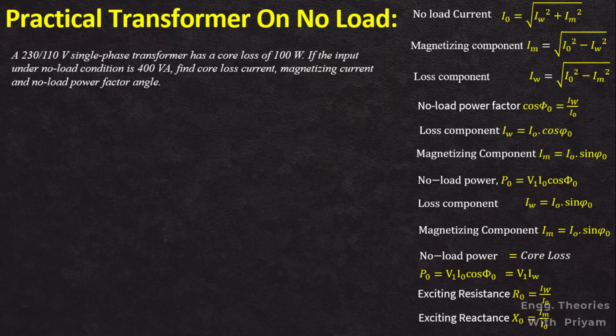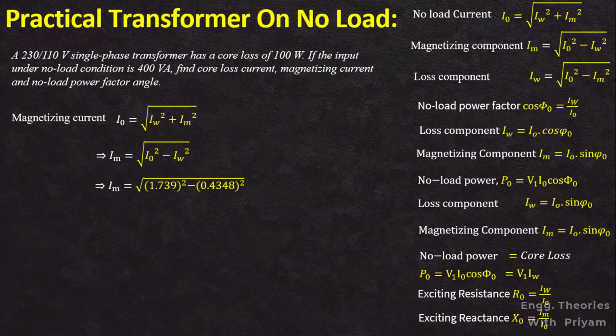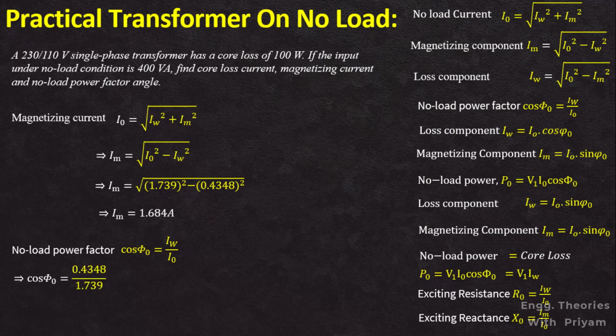Now from the value of the loss component of the current and the no load current, we can calculate the magnetizing component of the current, which is IM, and IM can be written as root over I naught square minus IW square. By putting the value of I naught and IW, we can calculate IM as 1.648 ampere. Again, the no load power factor cos phi naught is equal to IW by I naught, where we have already calculated the value of the loss component of the current IW as 0.4348, and the no load current I naught as 1.739, from where we can calculate the angle phi naught as 75 degree. Now let's move on to the next question.